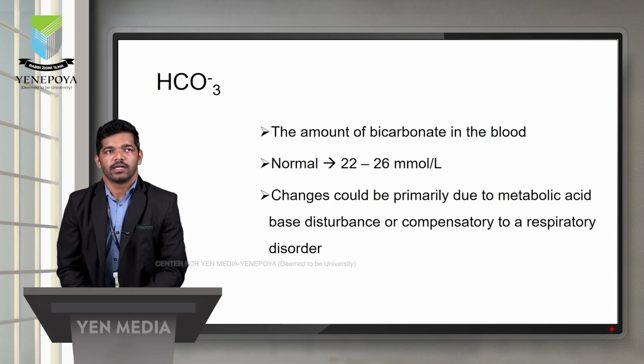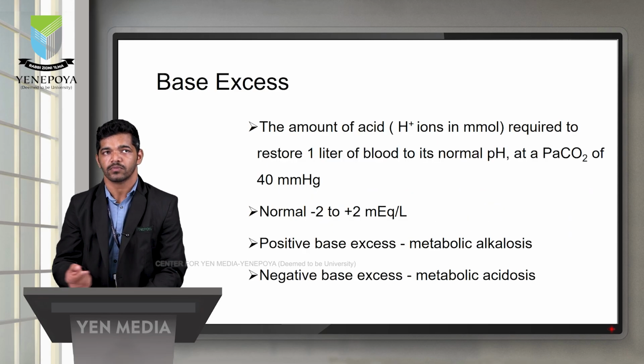Coming to the bicarbonate, that is HCO₃, that is the amount of bicarbonate dissolved in the blood. The normal range is 22 to 26 millimoles per liter, and changes could be primarily due to a metabolic acid-base disturbance or compensatory to a respiratory disorder. So when you have a primary metabolic condition, there will definitely be a decrease or an increase of the bicarbonate level, or with a primary respiratory disorder, bicarbonate changes as a compensatory mechanism. So this bicarbonate will compensate for the particular PaCO₂.